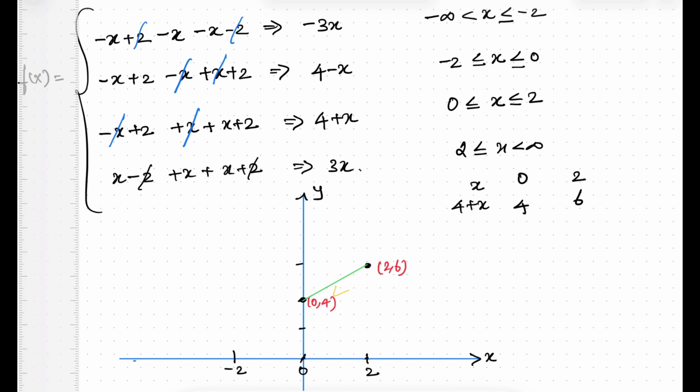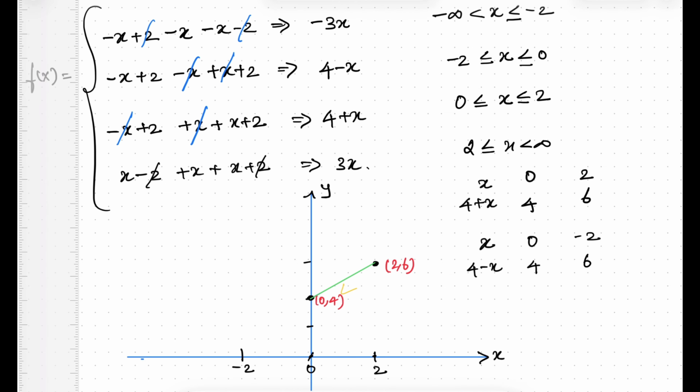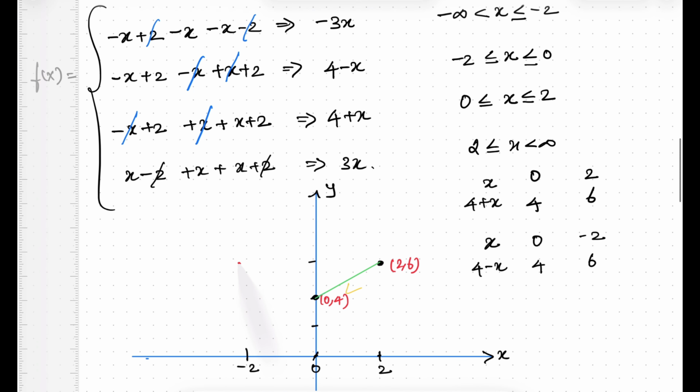Alright, now we'll be drawing the graph of your second piece, which is between minus 2 and 0. We are going to draw a 4 minus x graph. So it would be 4, and this one would be again 6. So you'll be having 0 comma 4, and now minus 2 comma 6 over here.